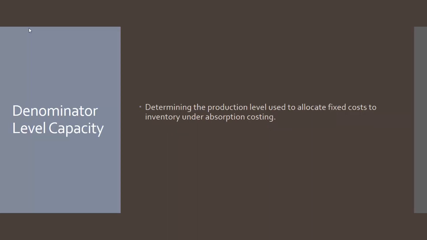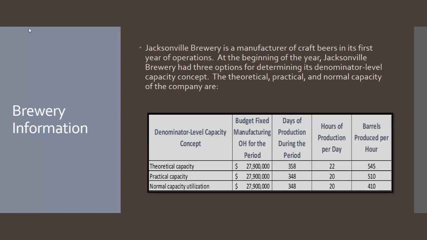Denominator level capacity is essentially which one of those three methods are we going to choose as the amount of units we could produce when we allocate out our fixed costs under this absorption costing method. And so for this example, we have Jacksonville Brewery. They are a first-year business, and they're going to manufacture craft beers. They have the same three options. They can choose their theoretical capacity, their practical capacity, or their normal capacity.